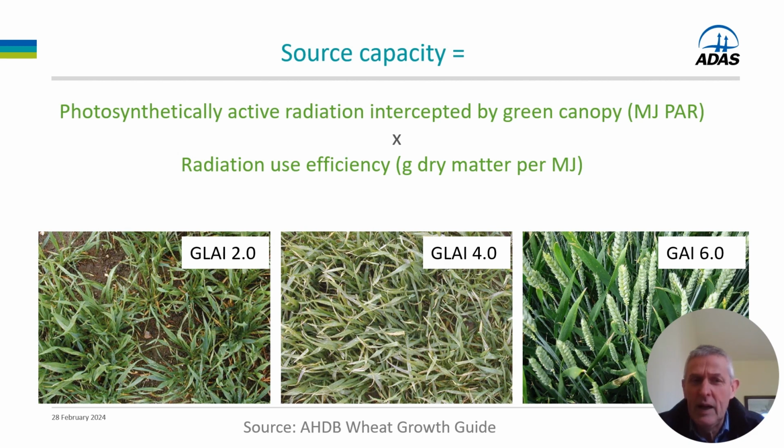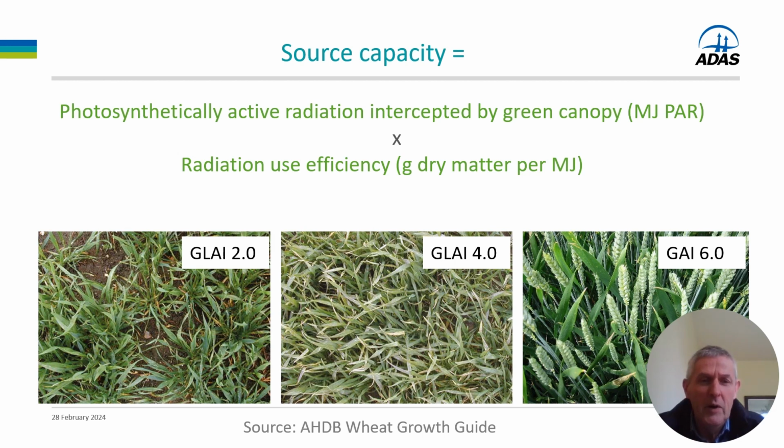The radiation use efficiency is predominantly determined through plant breeding and through crop nutrition. Foliar diseases can have some effect on radiation use efficiency, but their predominant effect is through the amount of light that can be intercepted by green canopy. So now let's look at that component in a bit more detail.